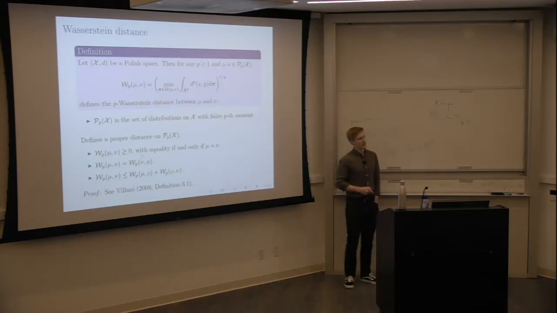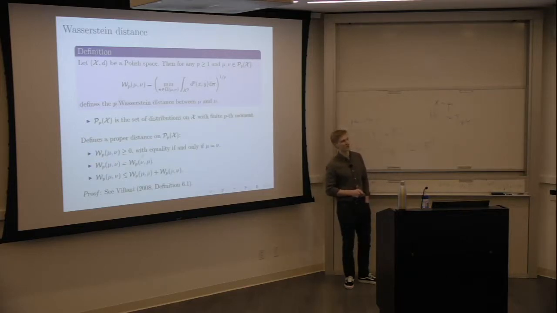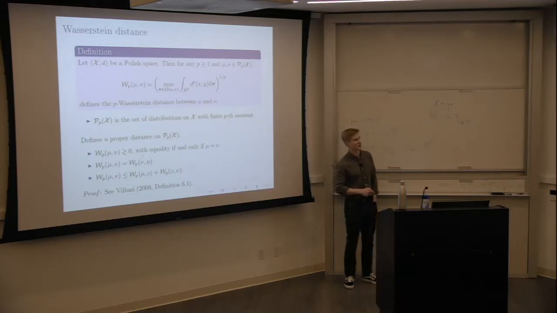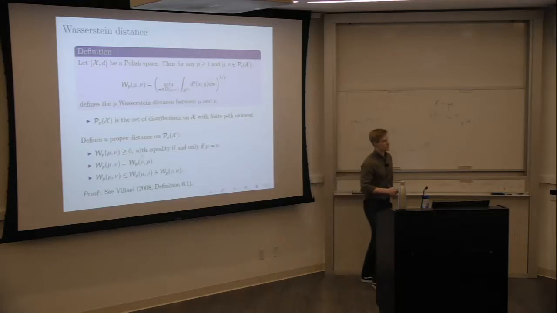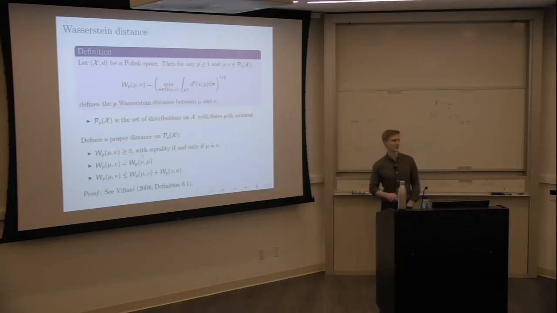The Wasserstein distance for some power p bigger or equal to 1, between mu and nu that have finite pth moments, that's what this notation here means. Mu and nu are probability distributions with finite pth moments. Then the Wasserstein distance between mu and nu is given by the optimal transport problem, where the cost is equal to the metric to the power p. And then you take this power in a way that's very reminiscent of the L^p norm, right? This defines the p-Wasserstein distance between mu and nu.